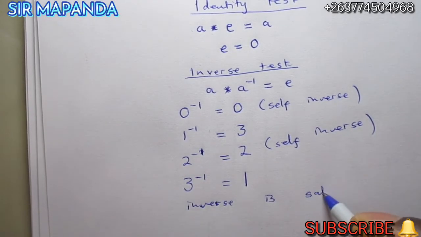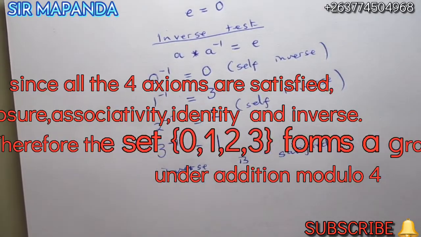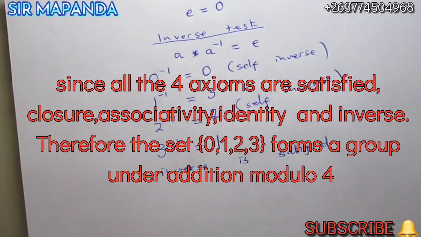Inverse is satisfied. I hope you are following. Then after that, you write your conclusion. Since all the 4 main axioms, closure, associativity, identity, and inverse have been satisfied, it clearly shows that the set 0, 1, 2, 3 forms a group under addition modulo 4.